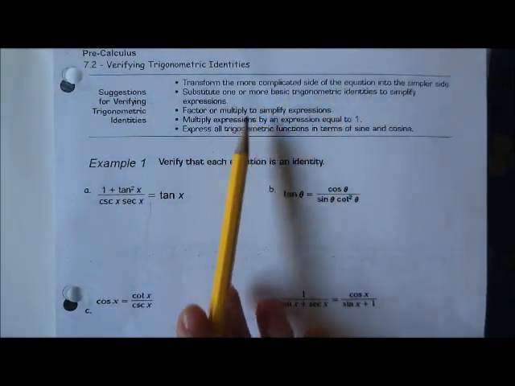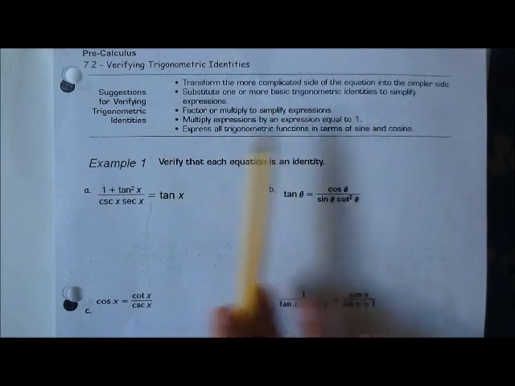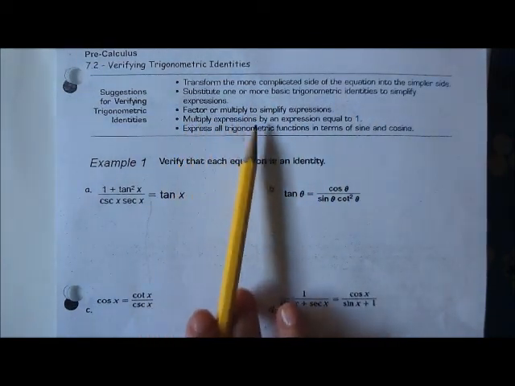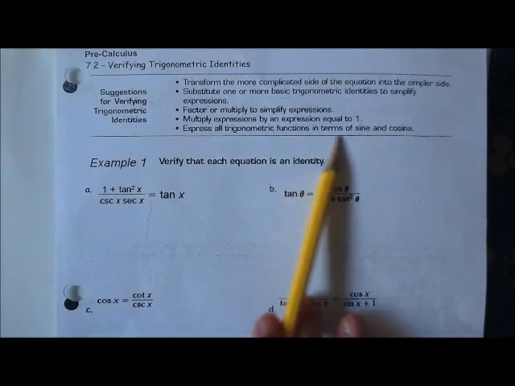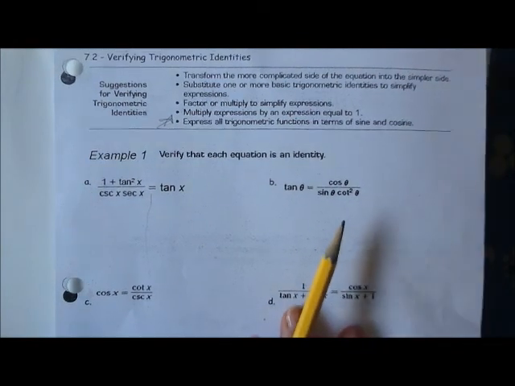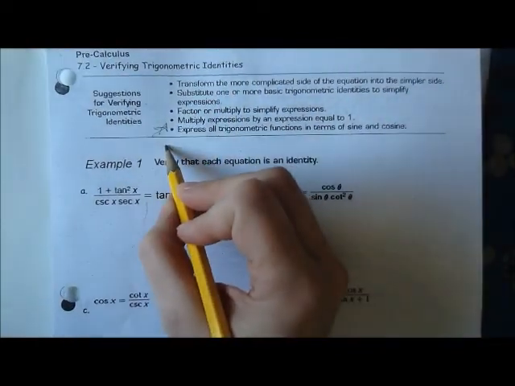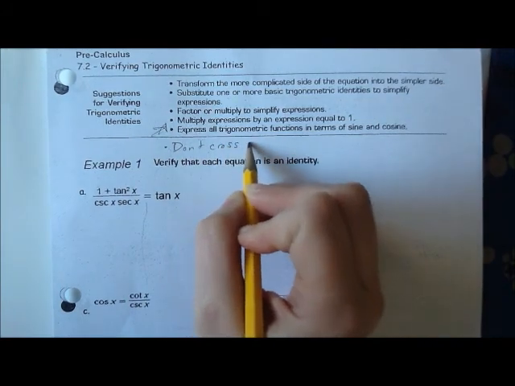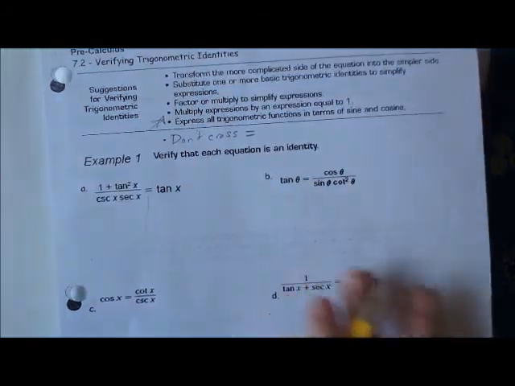Best to start with the more complicated side. Use the identities when possible. You can factor, you can multiply, express all trigonometric functions in terms of sine and cosine. That's the thing I do most often. And it's important to note, don't cross the equal sign. All right, I'm going to do all of them. I didn't get to all of them in class, but I'm going to get to all of them now, so this is going to be a long video.